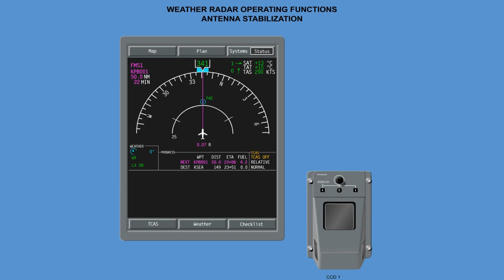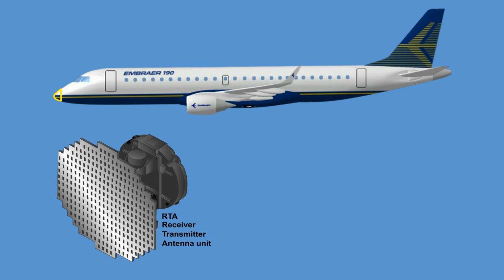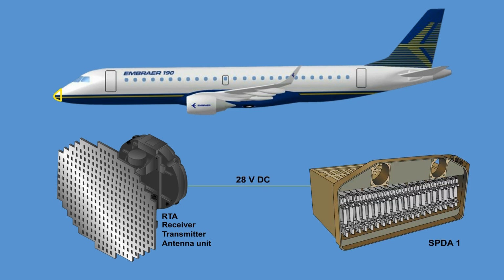The antenna is normally stabilized in pitch and roll using attitude information from the IRU. The weather radar system is powered by 28-volt DC from SPDA1 DC bus 1. Should a power supply failure occur, the weather radar system will be inoperative, as there is no backup power source for this system.